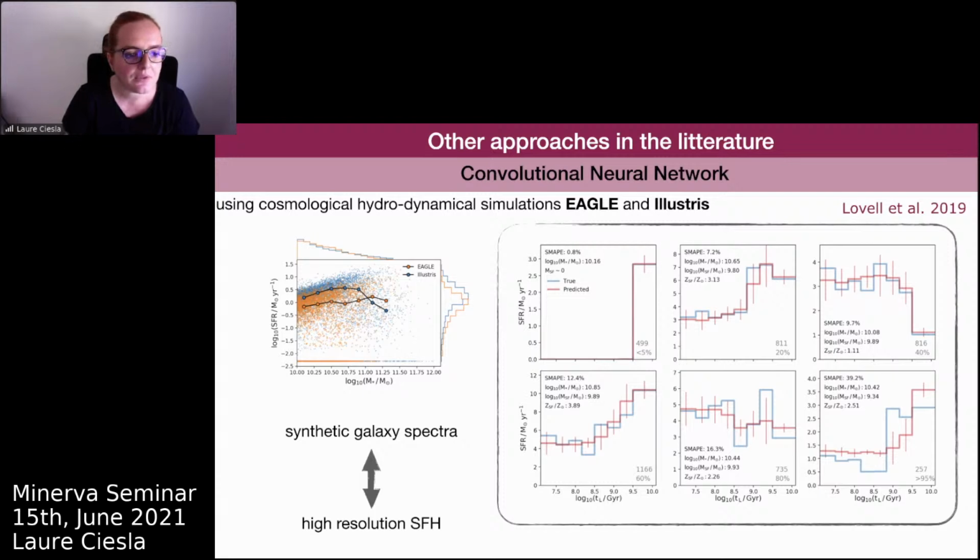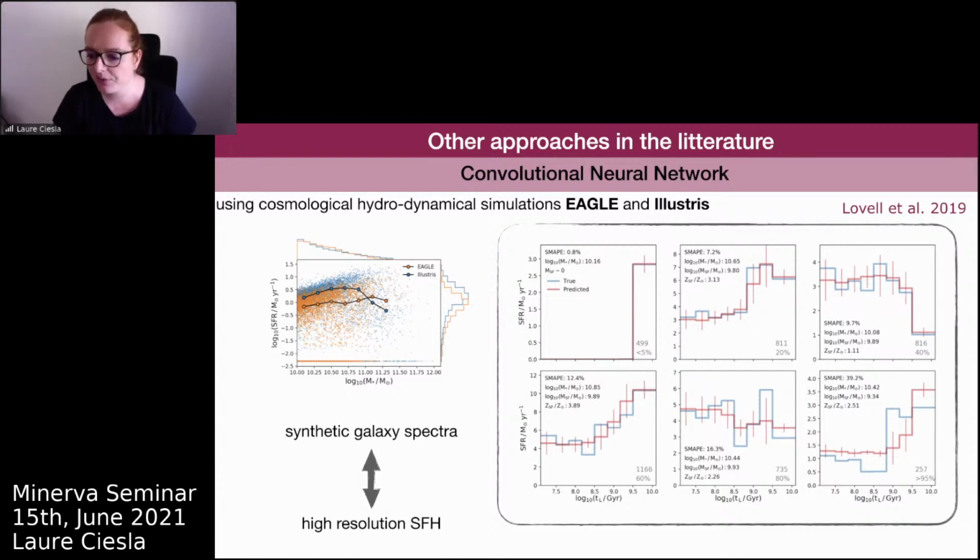You can see on the left the plot that I showed you 100 times, the star formation rate as a function of stellar mass. And they use two samples of simulated galaxies. The orange are EAGLE galaxies and in blue, the Illustris galaxies. Because they have access to all the properties of these simulated galaxies, they wanted to use synthetic galaxy spectra to recover high resolution star formation histories. And here are the results on the right panel. These are 6 different examples. The blue lines are the true star formation history from the simulation, and the red lines are what they recover.